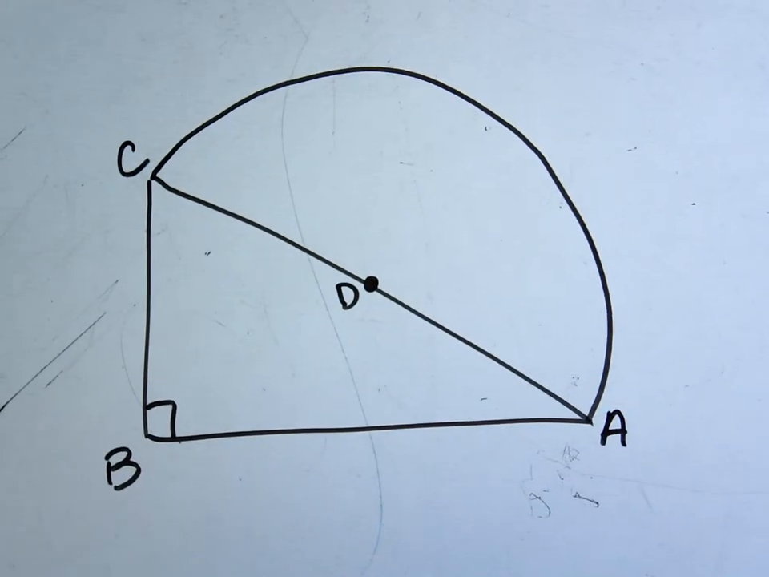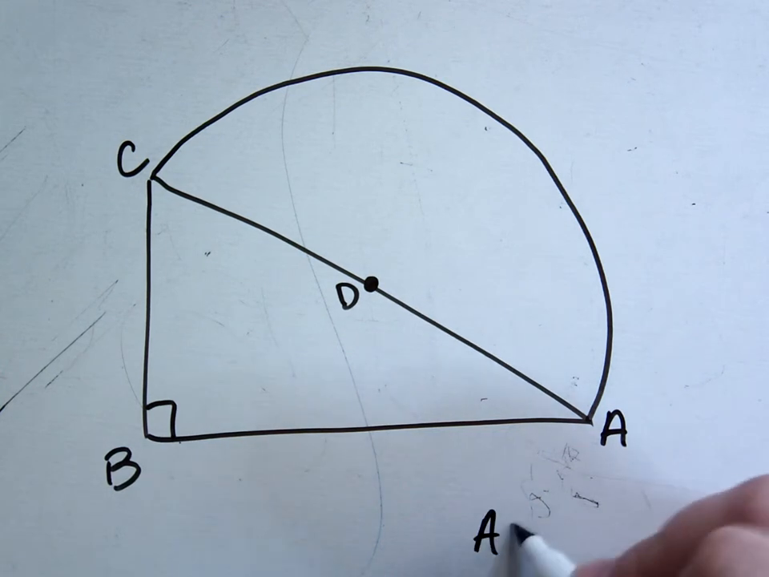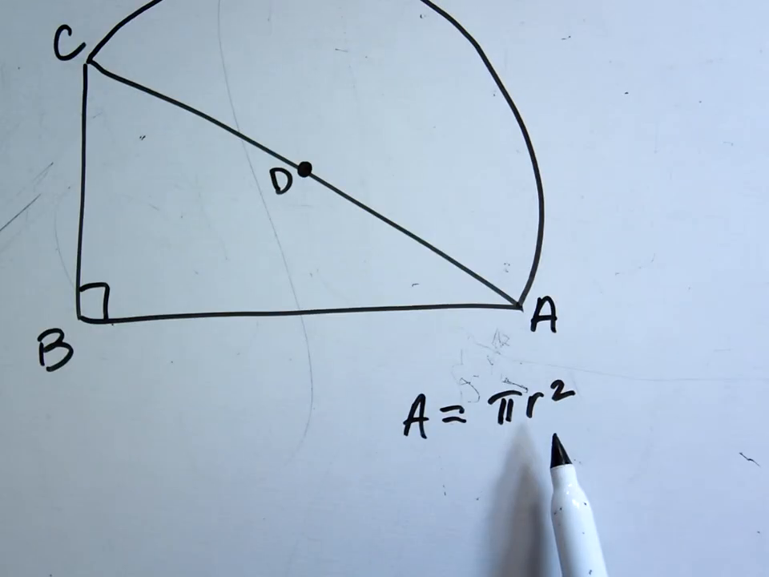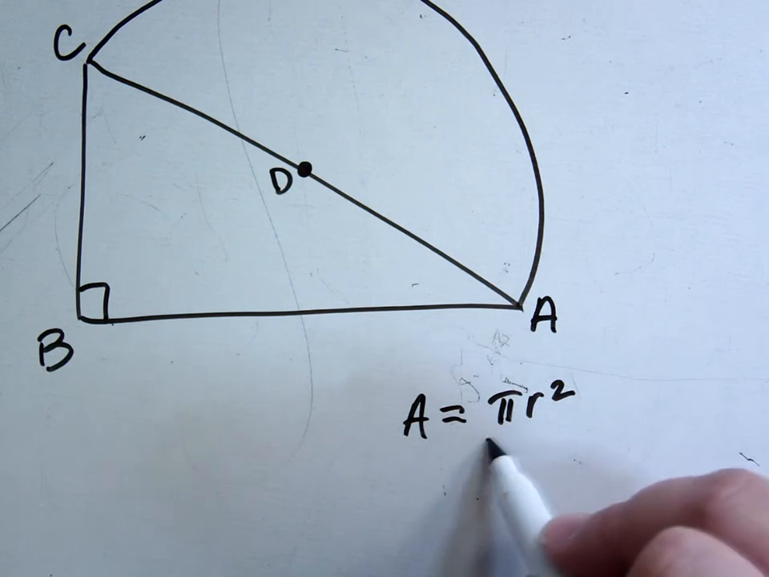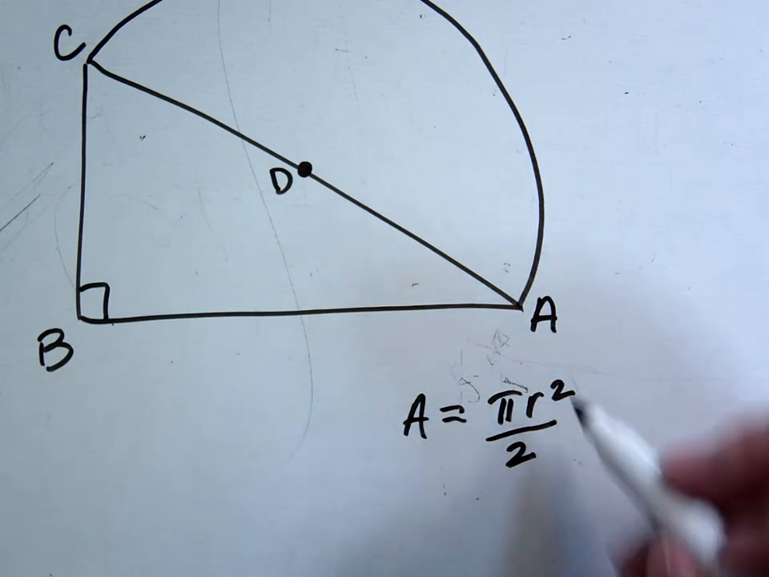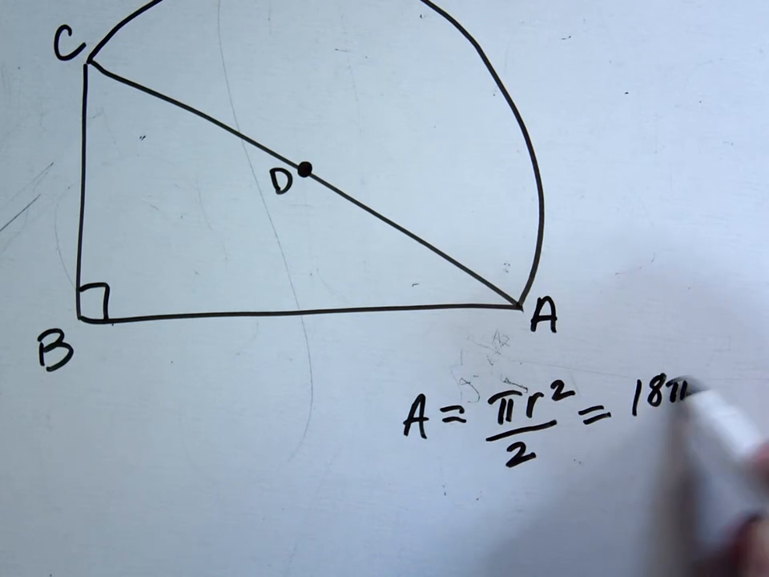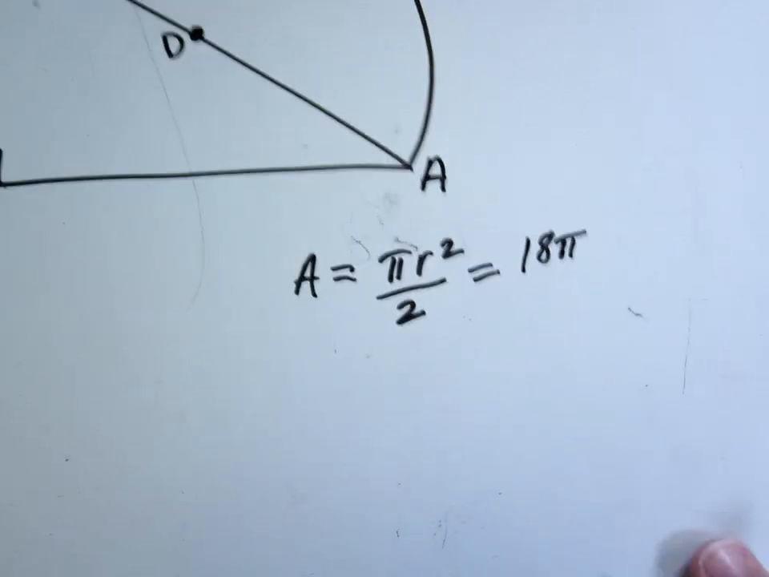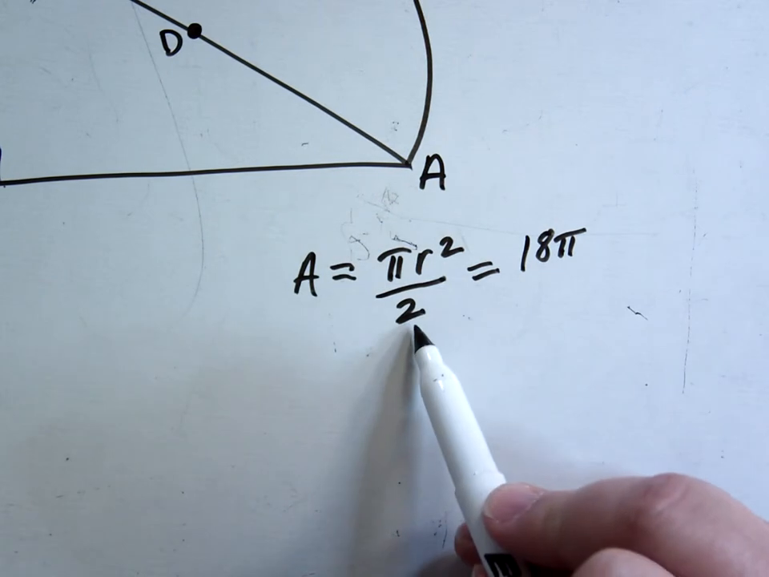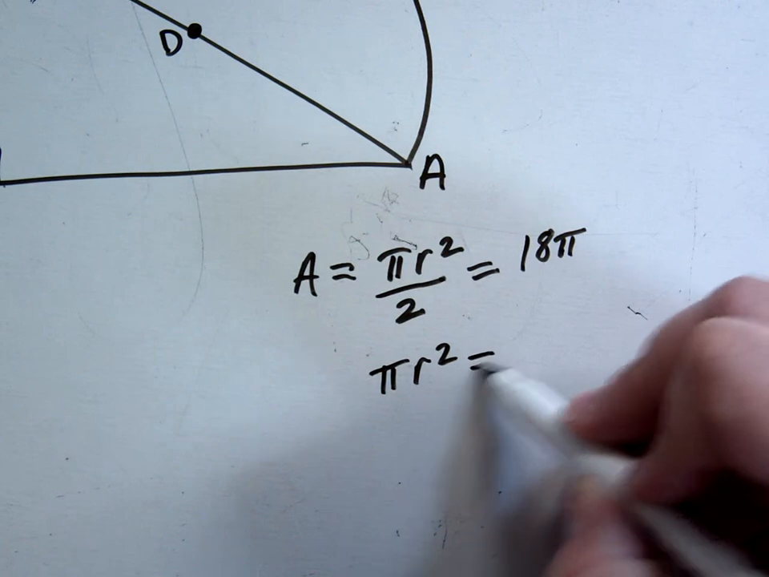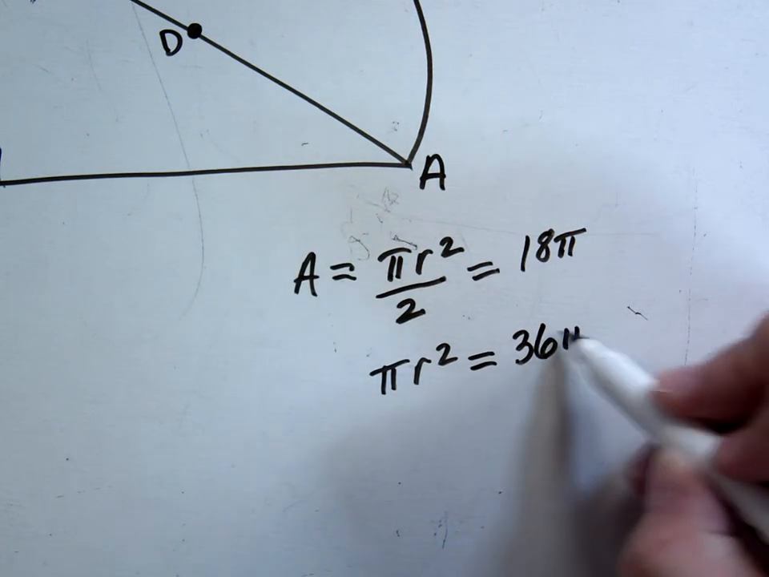It says the area of semicircle D is 18 pi. Area of a circle is pi r squared. But I'm not going to set that equal to 18 pi because that's the whole circle. A semicircle would be that divided by 2. So that divided by 2 is equal to 18 pi. Now I get to solve this. First thing I would probably do is multiply both sides by 2. That gives me pi r squared equals 36 pi.